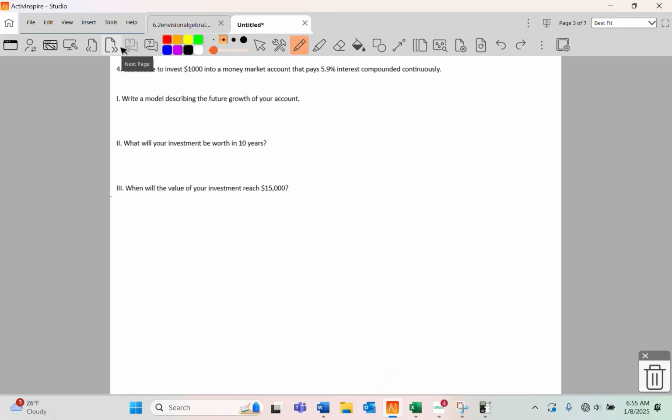Let's see, you are going to invest $1,000 into a money market account that pays 5.9% interest compounded continuously. So I saw the word continuously, which means I use the amount after time is PERT, which used to be a shampoo back in the day. Write a model describing the future growth of your account. So the amount after time is the principal of 1,000 times e to the 0.059t.